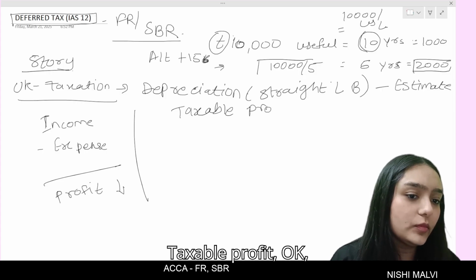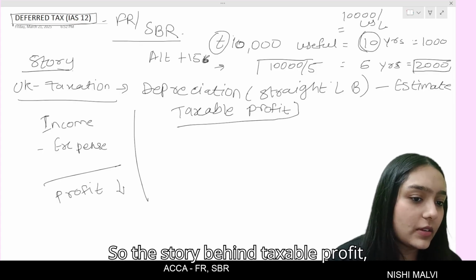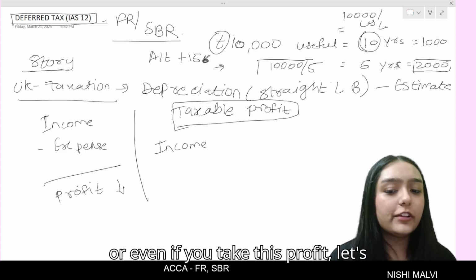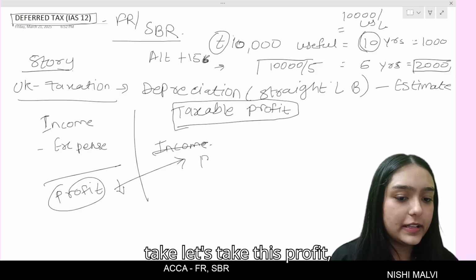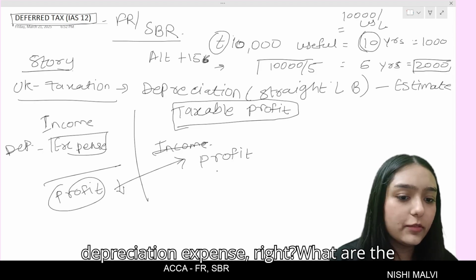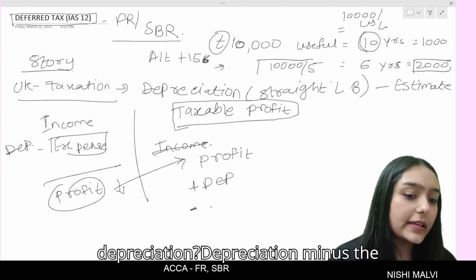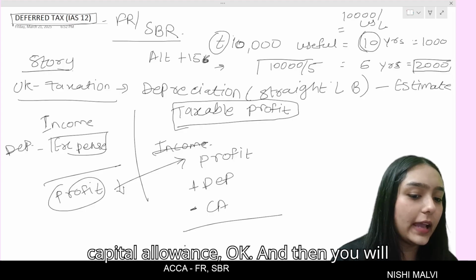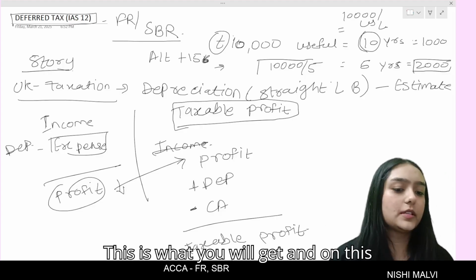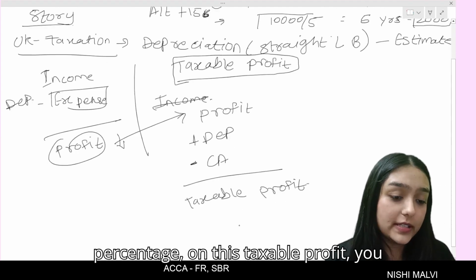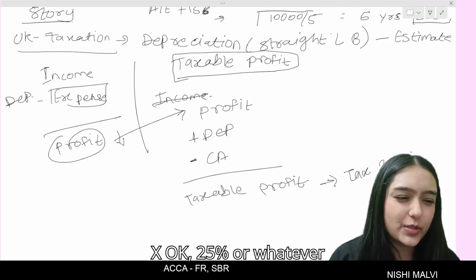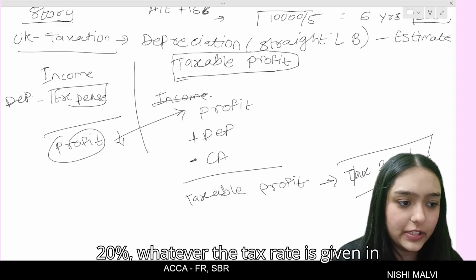For the taxable profit, let's take this profit and add back the depreciation expense, then deduct the capital allowance, and then you will get a taxable profit separately. On this taxable profit you will pay the tax, 25% or 20%, whatever the tax rate is given in the question.